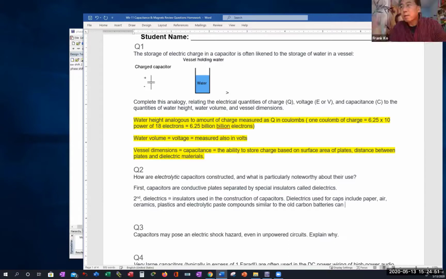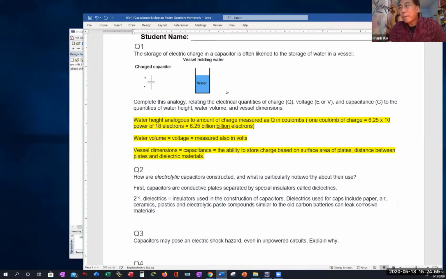Can leak corrosive materials when aged. Okay, yeah, so they do corrode. And so what they do is they leak this corrosive material when they age.